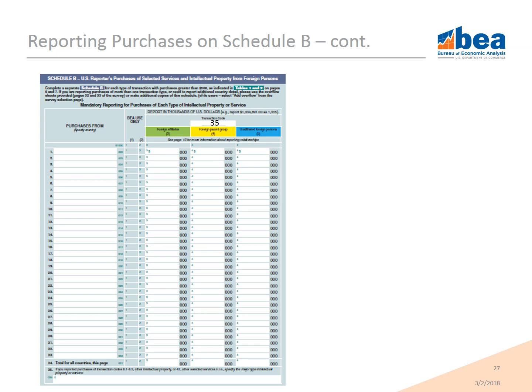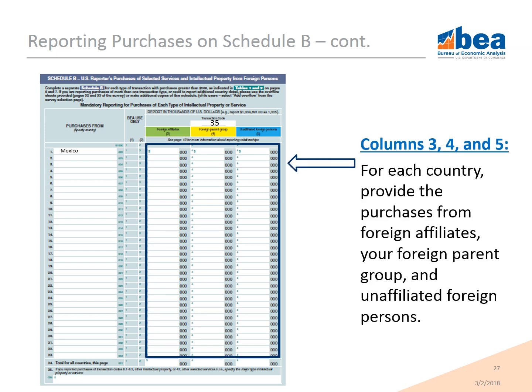For each country reported, identify the U.S. reporter's relationship with the foreign transactor in columns 3 through 5. In this example, the maquiladora is an unaffiliated foreign entity, so the purchase of contract manufacturing services will be entered into column 5. As with Schedule A, these amounts should be reported in thousands of U.S. dollars.